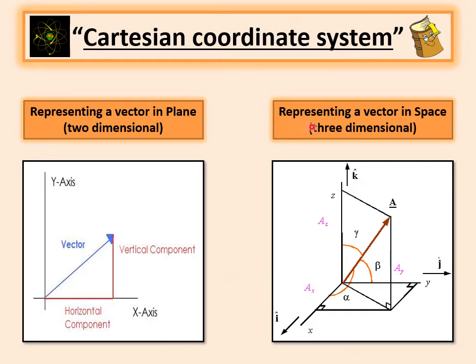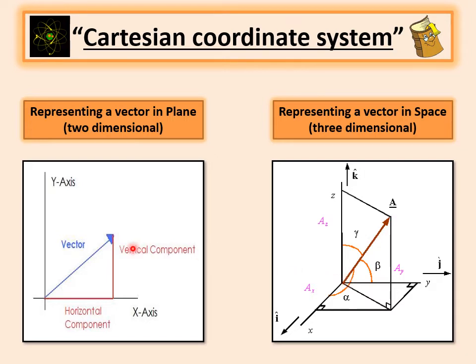Now the representation of a vector in space or in three dimensions. Now what does space mean? Space means x, y and z axes. Here we have three axes. Now this is the x-axis, this is the y-axis, and this is our z-axis. Here we have a vector which is called vector A, shown with brown color.